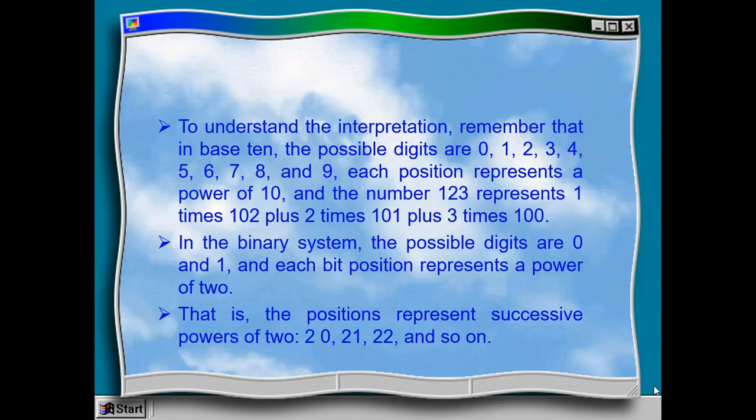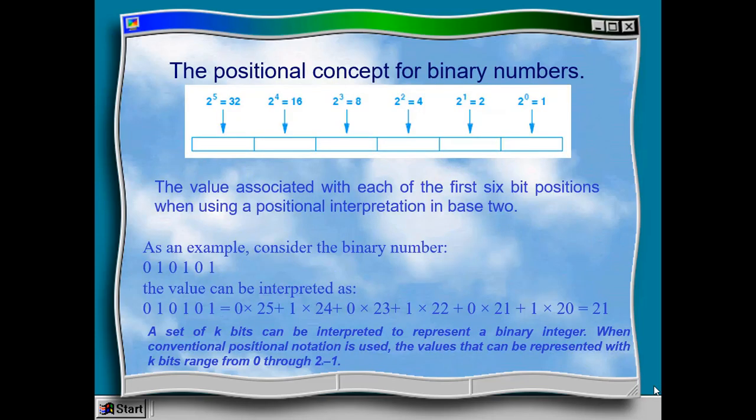And the number 123 represents 10 to the power of 2, right? So in the binary system, the possible digits are 0 and 1, and each bit position represents a power of 2, right? So I think I have an illustration that explains the value associated with each of the 6-bit positions when using a positional interpretation in base 2, right?